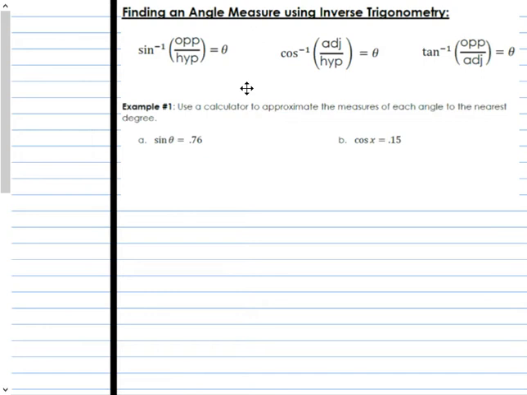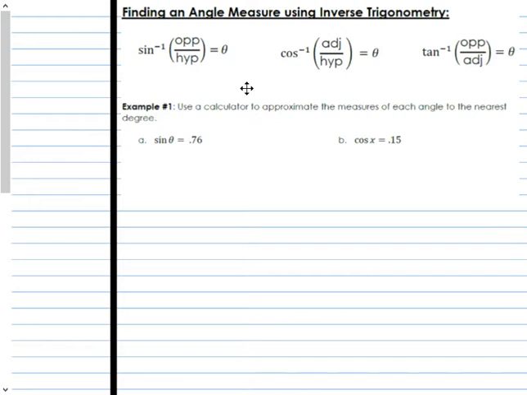But now we're going to talk about when we have the sides, but we're looking for the angle itself. So that's when we're going to use the inverse trigonometry. And if you're looking at your calculator, above the word sine, you see sine -1. And above cosine, you see cosine -1. And above tangent, you will see tangent -1. Those are the inverse functions.